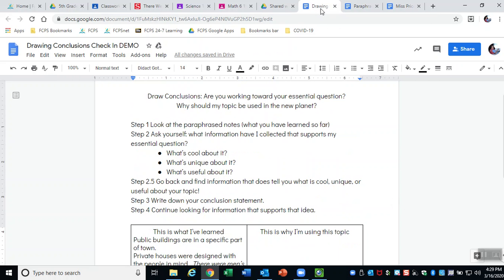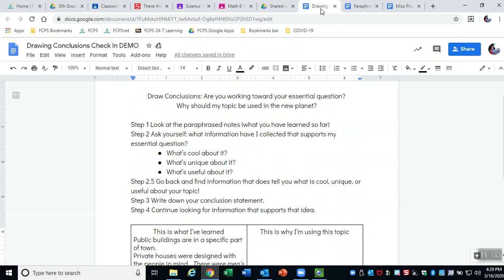We're thinking about the research that we're gathering. Is it all directing us toward our essential question? And remember, our essential question is, why should my topic be used in the new planet? So we want to make sure that all the information we're collecting in our notes is guiding us to the answer of, why should your topic be used in the new planet?